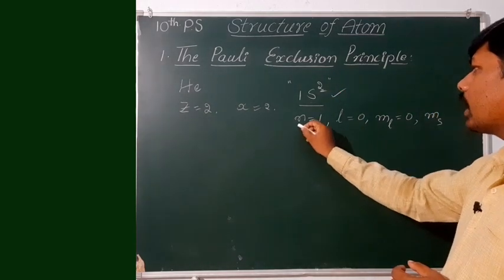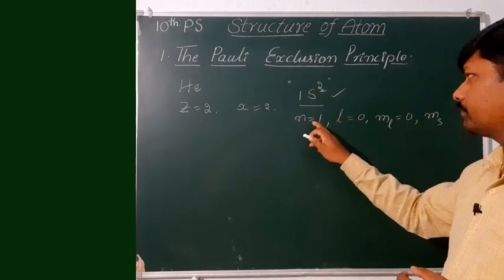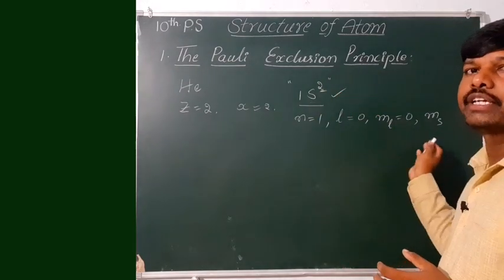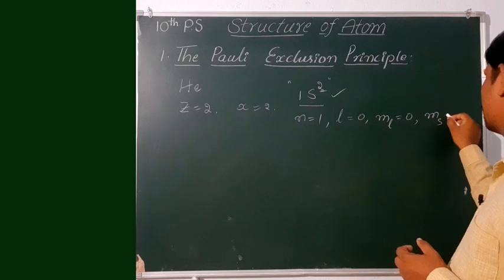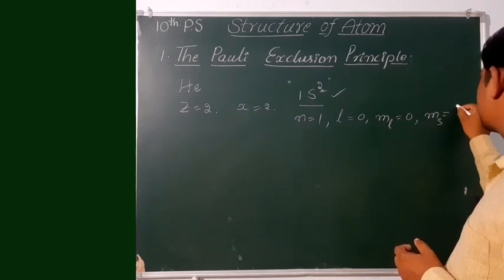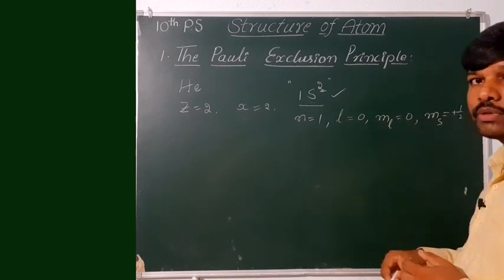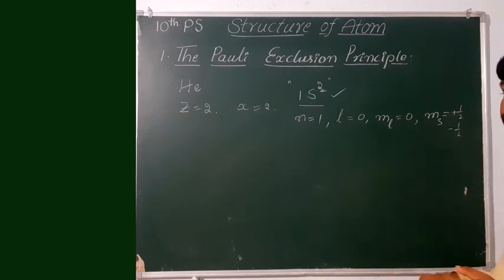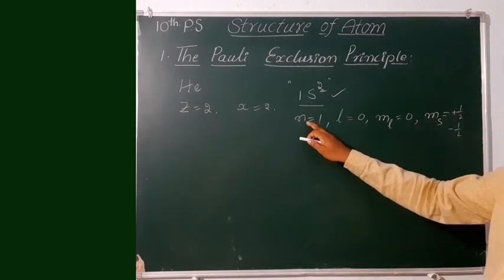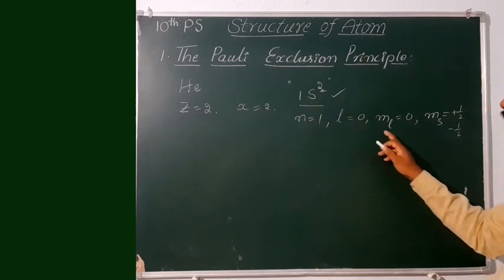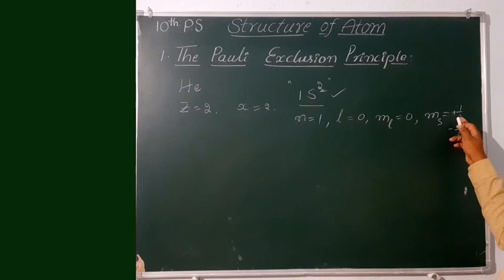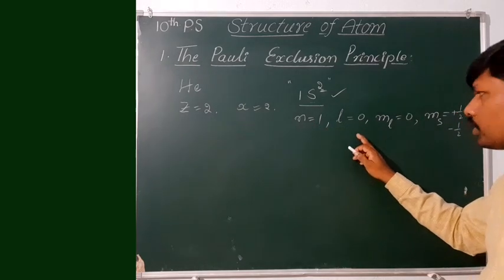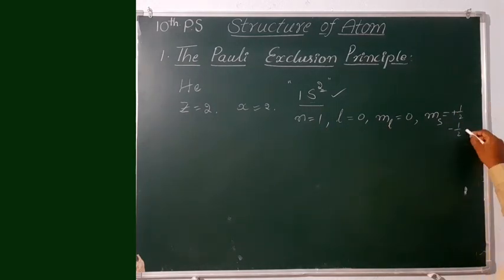So here the n value is the same for the first electron and the second electron, the L value is also the same, and the ML value is also the same, but the spin should be different for the two electrons. So ms is equal to plus 1/2 for the first electron, and for the second electron it should be minus 1/2. So for the first electron, the four quantum numbers are n is equal to 1, L is equal to 0, ML is equal to 0, MS is equal to plus 1/2, and for the second electron, n is equal to 1, L is equal to 0, ML is equal to 0, MS is equal to minus 1/2.